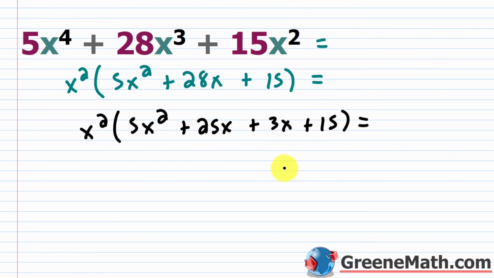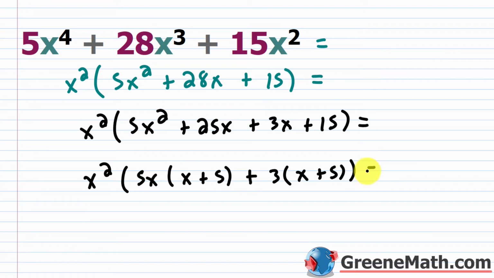Okay, close that down. So put x squared here. From the first group here, I can pull out a 5x. Inside, I'm going to have x plus 5. From the second group, I can pull out a 3. Inside, I'll have x plus 5. So again, a common binomial factor has been achieved, this x plus 5 here. And so just pull that out.